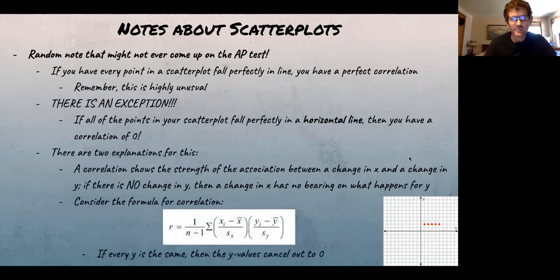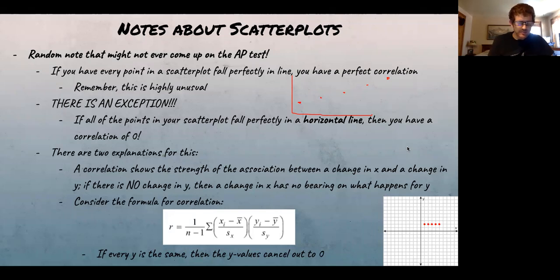This is a random thing. I don't think this would ever come up on the AP test, but it's worth mentioning just for you to know. So if every point on a scatter plot fell in a perfect line with the other, then we have a perfect correlation. It doesn't matter how steep that is. If I had, I'll try and draw these dots pretty big, this barely steep line right here, but they all happen to fall exactly in line, that is a perfect 1 correlation. It could be a negative direction, so it'd be a perfect -1.